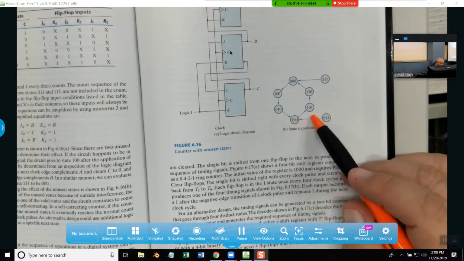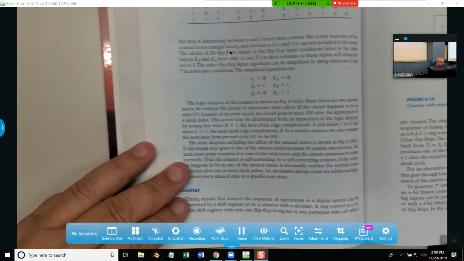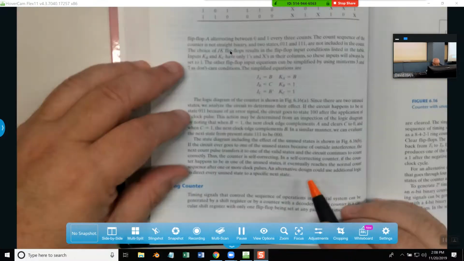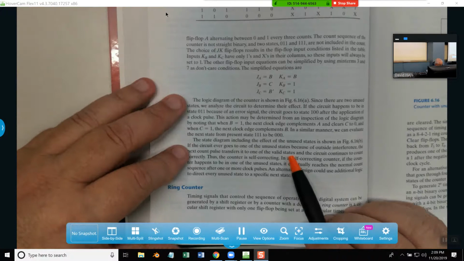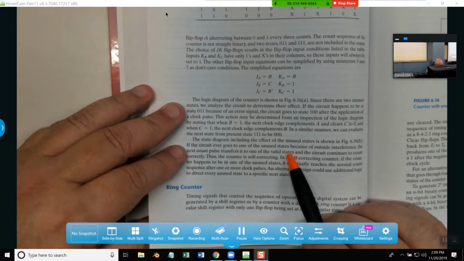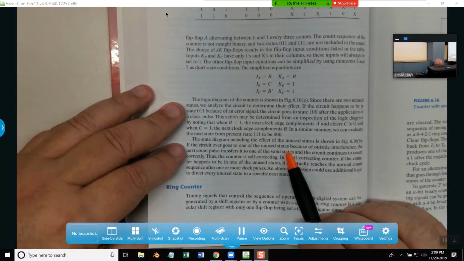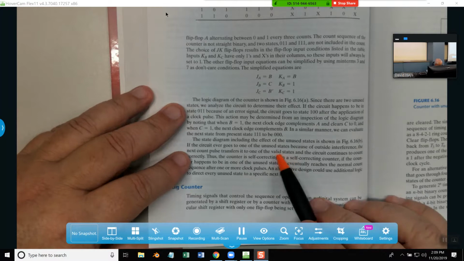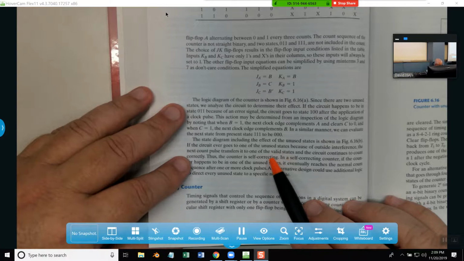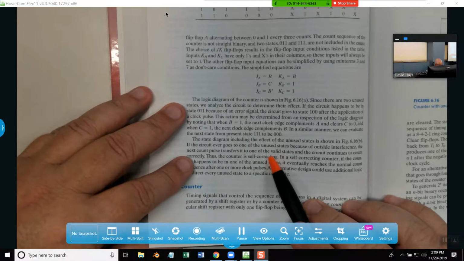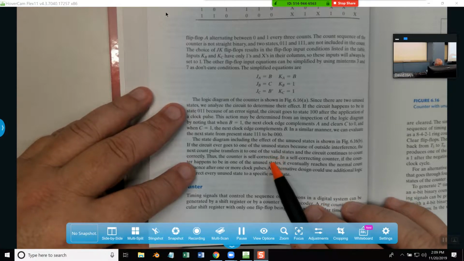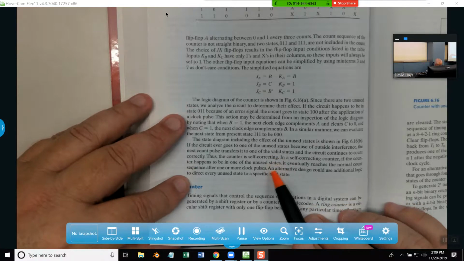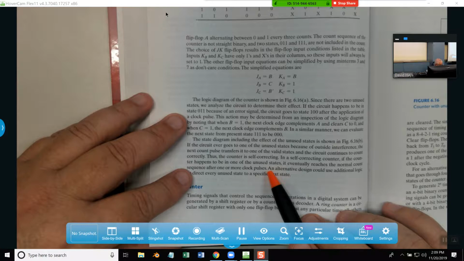The state diagram, including the effect of the unused states, is shown in the figure I just looked at. If the circuit ever goes to one of the unused states because of an outside interference, the next count pulse transfers it to one of the valid states, and the circuit continues to count correctly. Thus, the counter is self-correcting. If the counter happens to be in one of the unused states, it eventually reaches a normal count sequence after one or more clock pulses. An alternative design could use additional logic to direct every unused state to a specific next state.